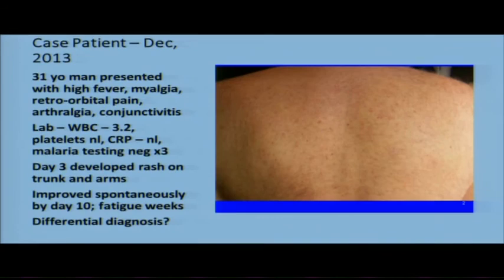And you'll see this patient presented in December 2013. I want you to remember that. It's a 30-year-old man. He presented with a high fever, myalgia, some retroorbital pain, arthralgias, and conjunctivitis. His lab data showed a white count that was a little bit low, but the rest of his routine labs were normal. He had malaria testing done because he had traveled, although he hadn't traveled to a malarious area. On day 3, he developed a maculopapular rash on his back, his trunk, his arms, but he improved spontaneously by about day 10, although he felt fatigued for weeks.